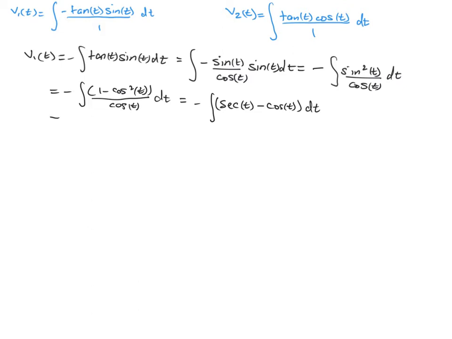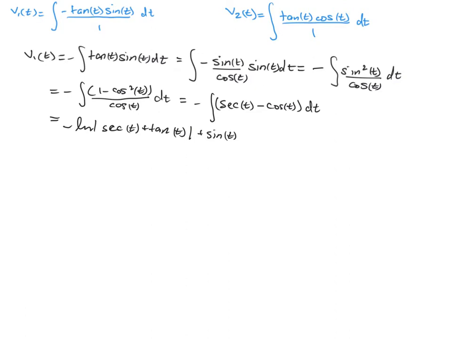So when you integrate the secant function, you could either memorize it or do another substitution. But that is the natural log of the sum of the secant of t plus the tangent of t, and then the integral of cosine is sine, so you're going to have a negative making a plus sine of t. We do not include arbitrary constants. We'll leave this one right where it is. So again, that's our v1 of t.